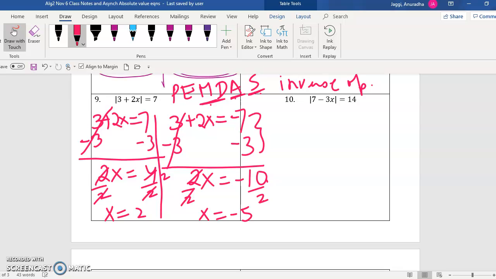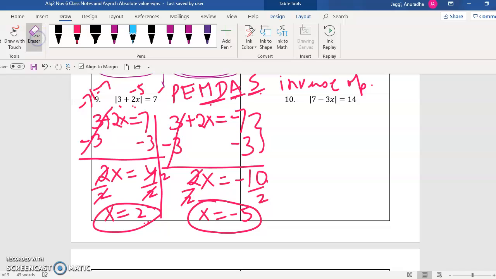Before you circle your answers, plug back your 2 in here. 2 times 2 is 4, plus 3 is 7. That's right. Then next you plug back your negative 5. Negative 5 times 2 is negative 10. Negative 10 plus 3 is negative 7. The absolute value of negative 7 is equal to 7. So that's the right answer too. That's how you plug it back in and check your answer and be sure for yourself that both your answers are right.